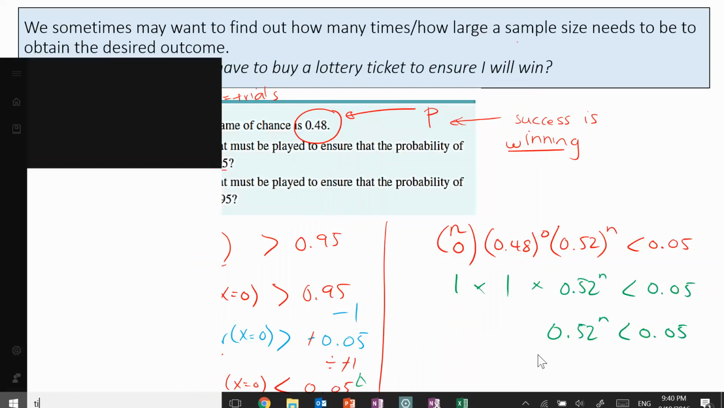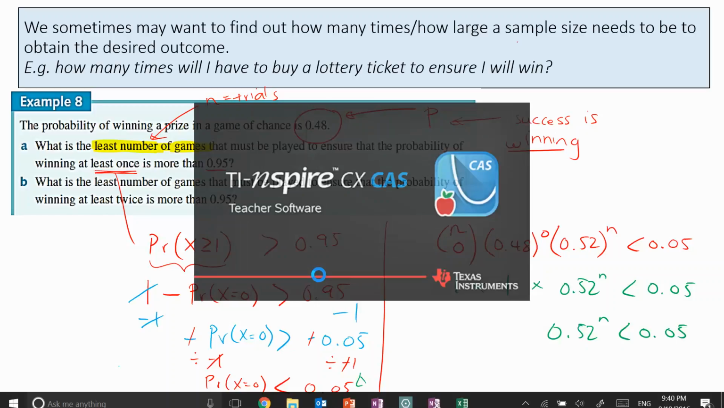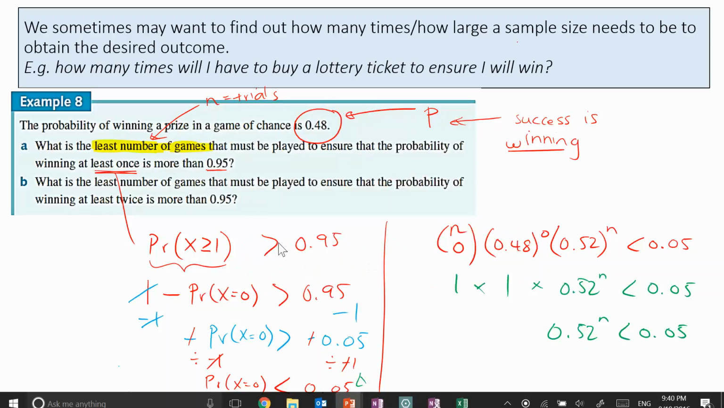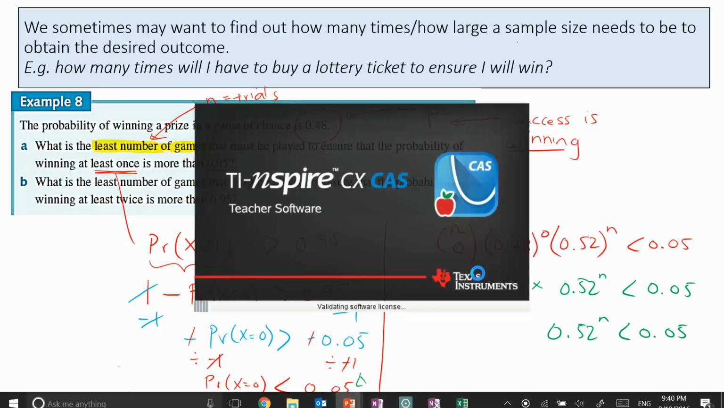I'm just going to bring up the TI Inspire. Okay, so let's have a look. Come on, it's going to take a while.